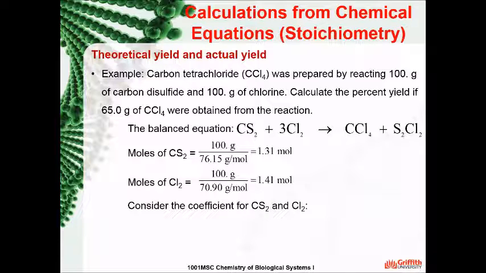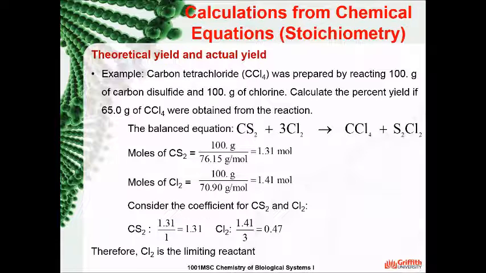Before we decide which one is the limiting reactant, we need to take the coefficient into consideration. So, CS2 equals 1.31 over 1 gives 1.31, and Cl2, 1.41 over 3, gives 0.47. So the limiting reactant in this example is Cl2.